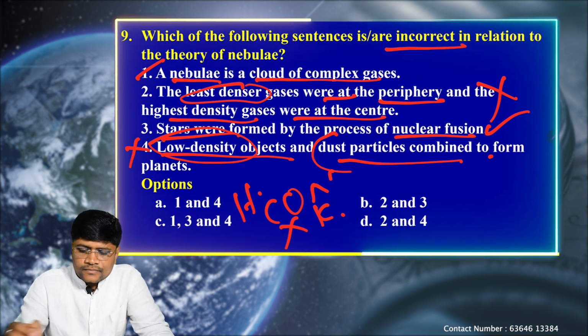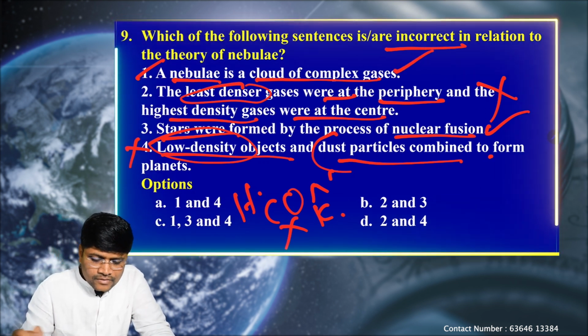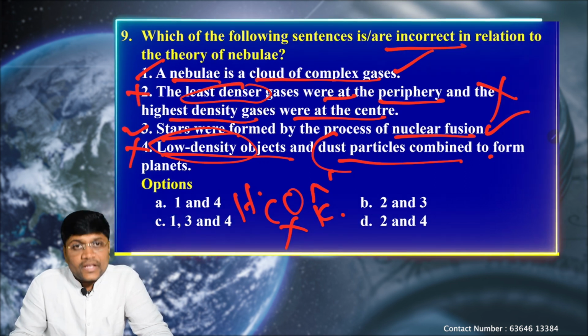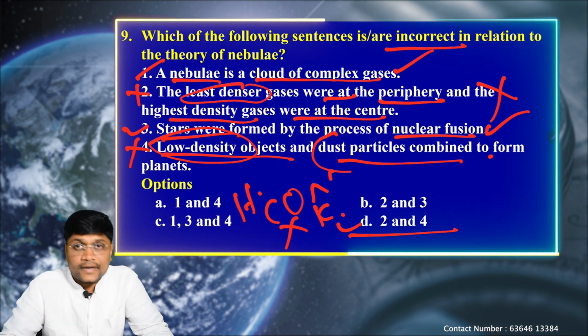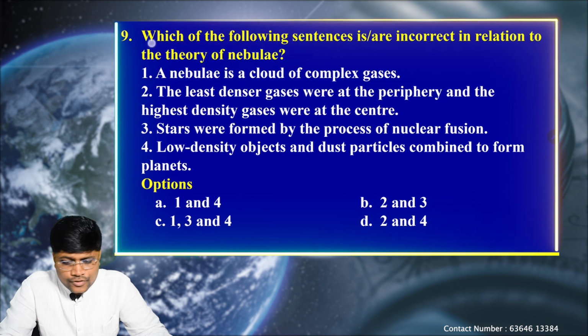The question is asking which statement is incorrect. We know that the first statement is correct and the third statement is correct. Only 2 and 4 are incorrect. That means option D is correct. Only 2 and 4 are incorrect. Let's move to the next question.